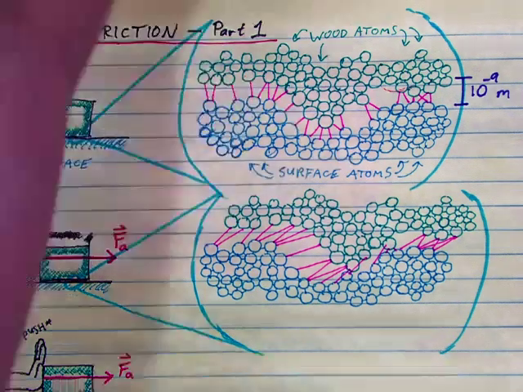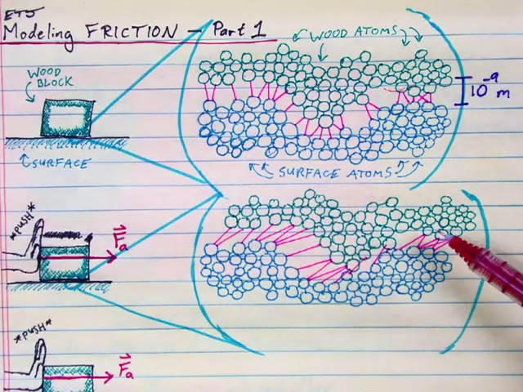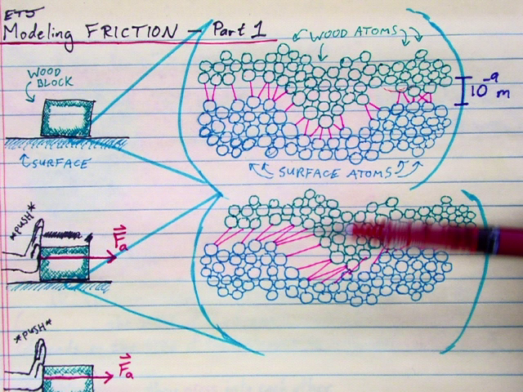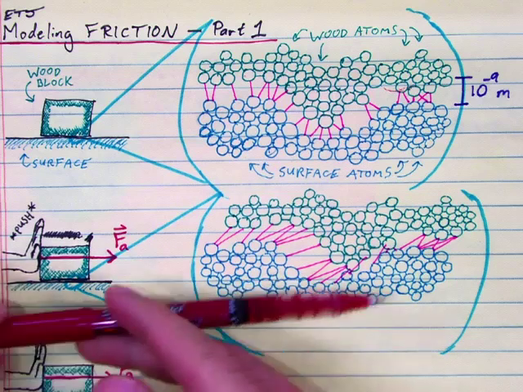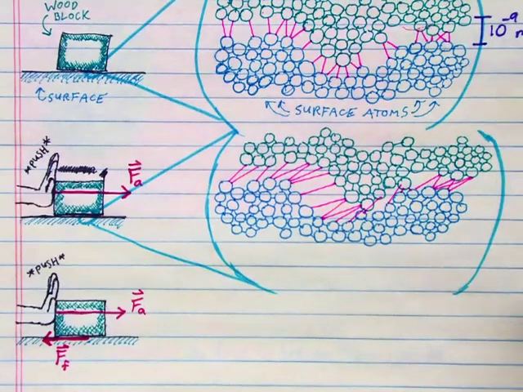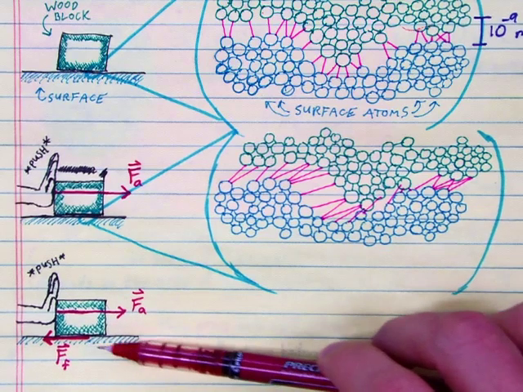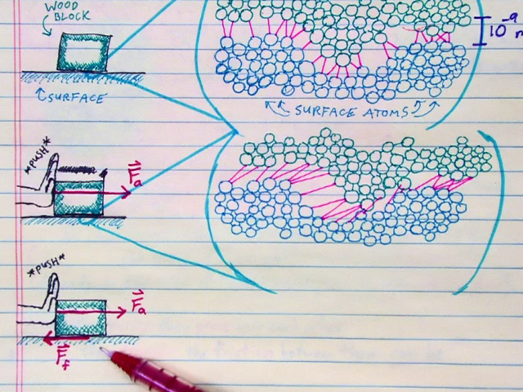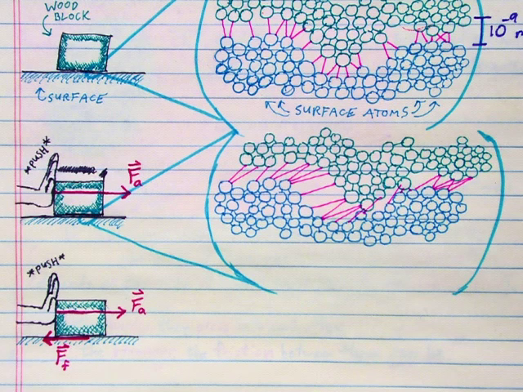So the net result of all these microscopic interactions, as you try to push the surfaces parallel to each other, will be a net macroscopic force to the left on the wood and to the right on the surface. This component of the contact force parallel to the surfaces we call, of course, the force of friction. So there'll be a force of friction to the left on the wood block and also a force of friction to the right on the surface as the block tries to drag the surface along with it.